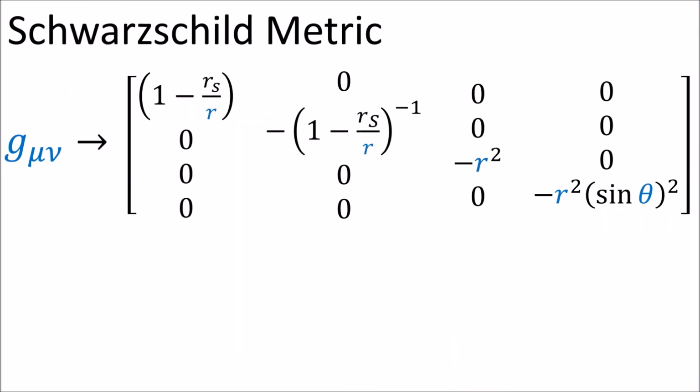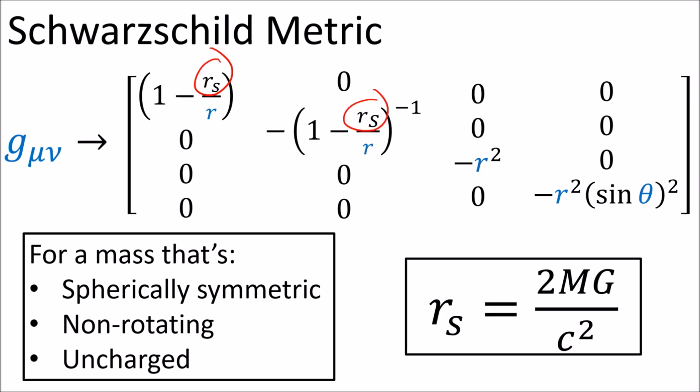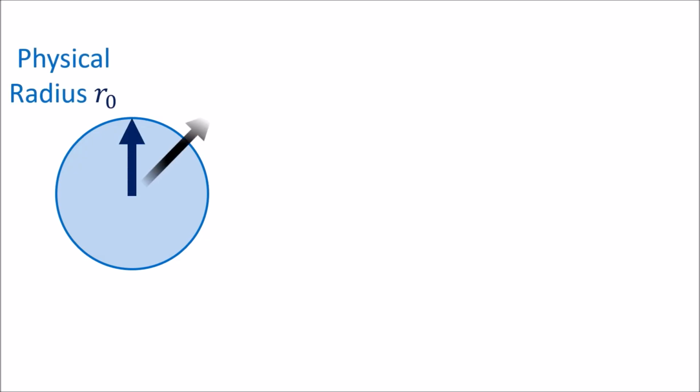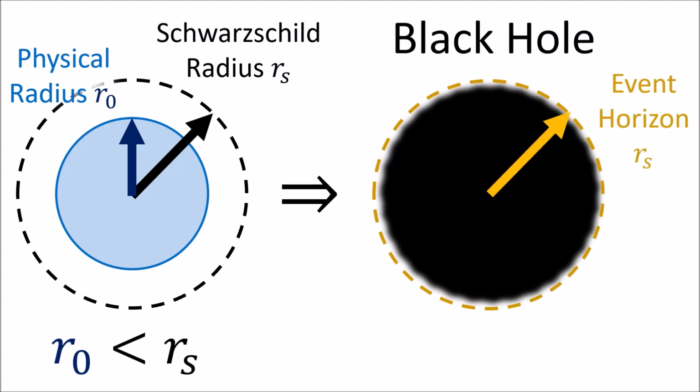In the previous 3 videos, we looked at the Schwarzschild metric, which is the metric for a spherically symmetric, non-rotating, uncharged mass. We defined the Schwarzschild radius Rs for a mass m as 2Gm over the speed of light squared. When an object's physical radius becomes smaller than its Schwarzschild radius, the object becomes a black hole, with Rs becoming the black hole's event horizon. We found that anything that crosses into the event horizon, including light, can never get back out, and is forced to move towards the singularity in the center.